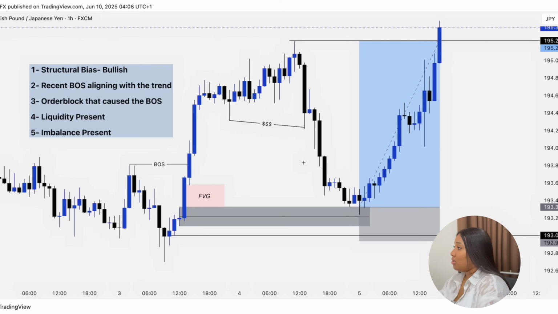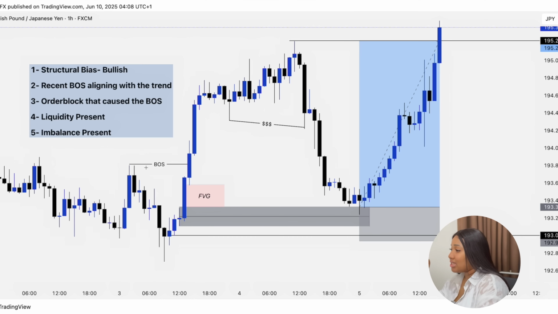For me, you can see what I have here. The structural bias was bullish. This is a trade I took on GBP JPY. Structural bias, bullish. Recent break of structure, this is it. You can see the recent break of structure here. Now, the order block that caused the break of structure, you can see how I highlighted it.